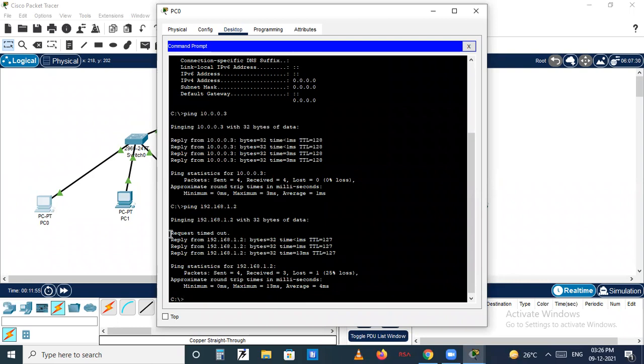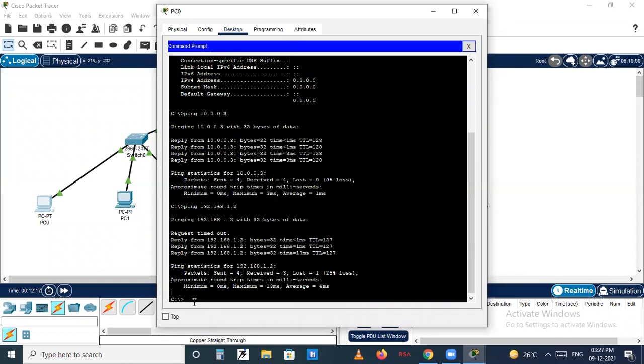So for the first one, it is saying request timeout, but the remaining 3 packets are sent here, and there is a reply from the intended receiver also. So we have sent 4, but we have received acknowledgement for 3. Here you can see in the statistics: packets sent 4, received 3, lost 1, 25% loss. Is it right?